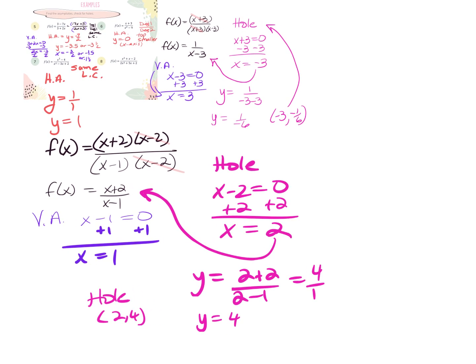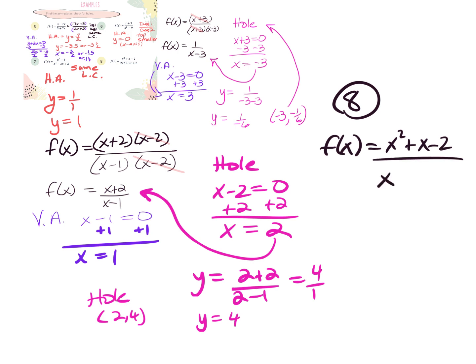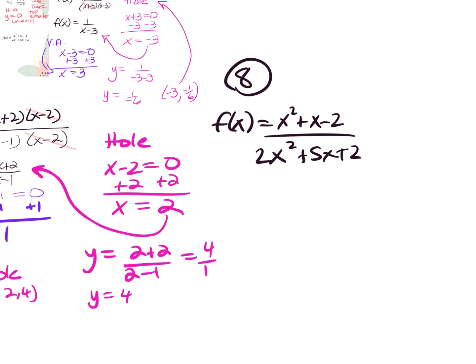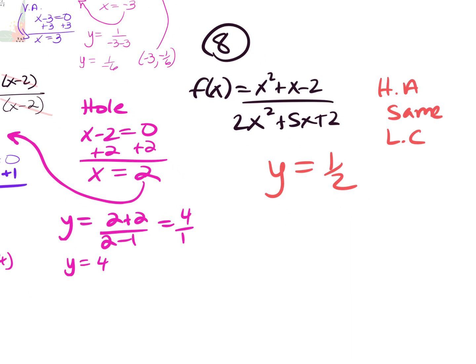So for number 8, I know I wrote all over the place. Let me just rewrite it over here. So for number 8, it's f of x equals x squared plus x minus 2 over 2x squared plus 5x plus 2. Notice the degrees for the horizontal, they're the same. So remember, we use the leading coefficient. So y equals 1 over 2. For the vertical, we have to simplify the function first.